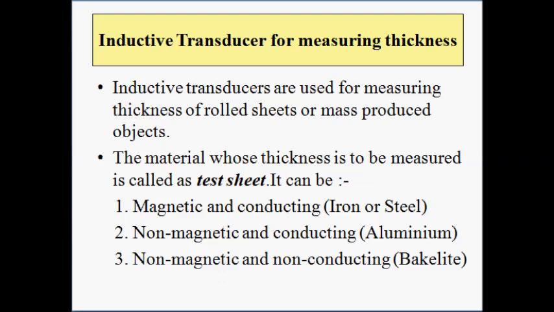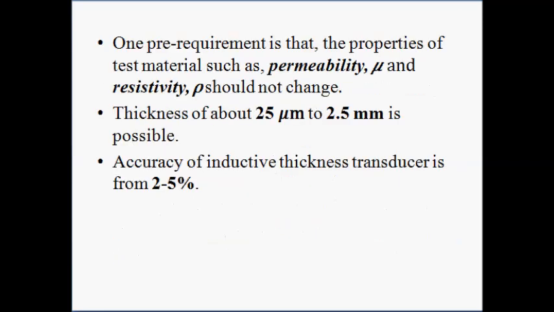There are some pre-requirements which the test material has to satisfy. The first is that its properties such as permeability, which is the ability of the material to get magnetized by an external magnetic field, and resistivity, which is the ability of the material to allow flow of current through it, should not fluctuate or change. The range of thickness which can be measured by the inductive thickness transducer is from 25 micrometer to 2.5 millimeter, and the accuracy lies in the range of 2 to 5%.